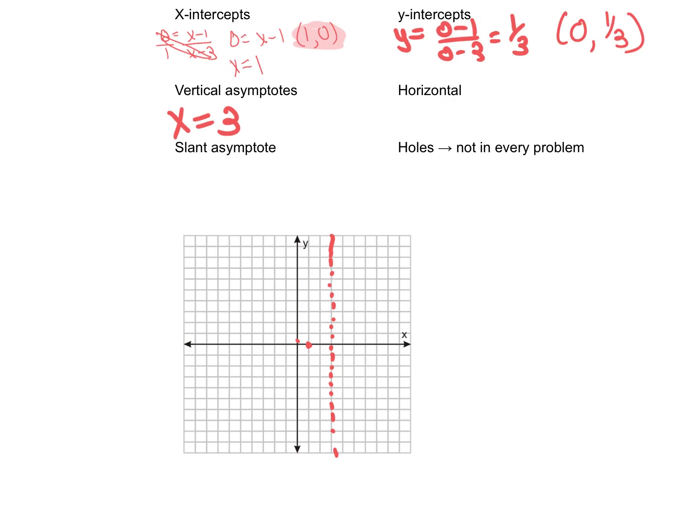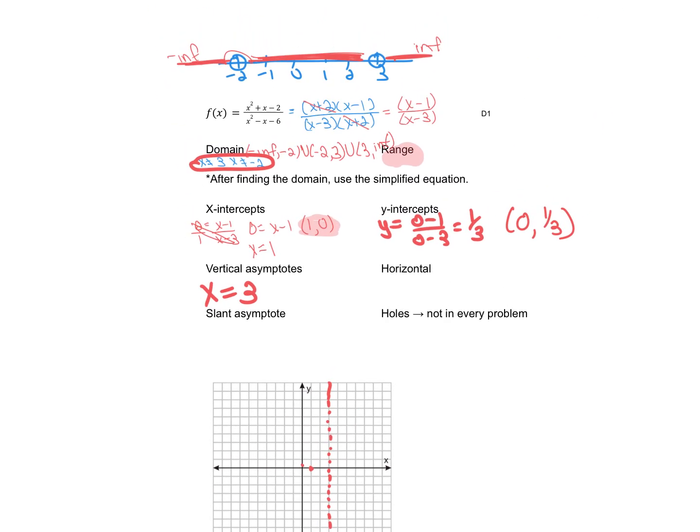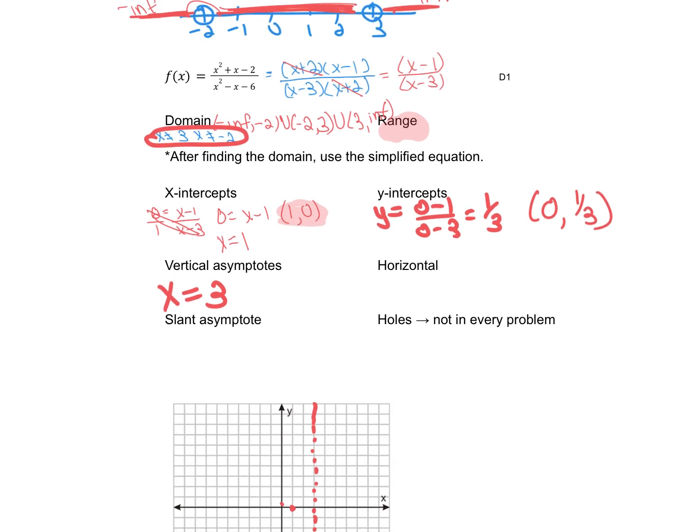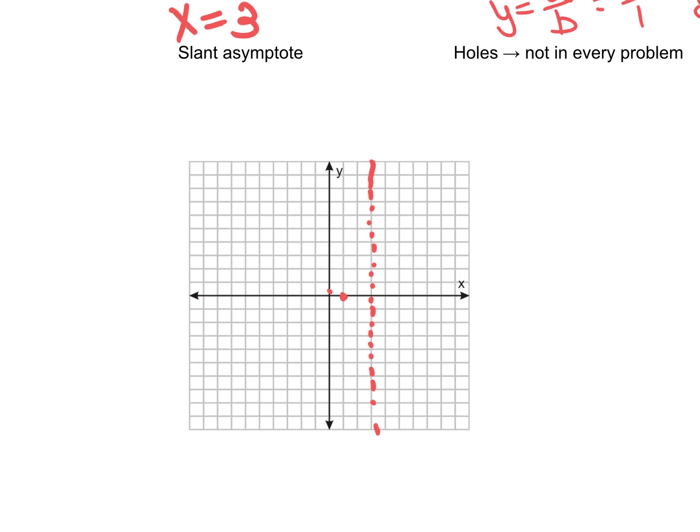there's my vertical asymptote. My horizontal asymptote, the degree of the top and the degree of the bottom is the same, which means it's going to be y equals a over b. The lead coefficient in the top is 1. Lead coefficient in the bottom is also 1. So my horizontal asymptote is at y equals 1. So let's go ahead and draw that in there.